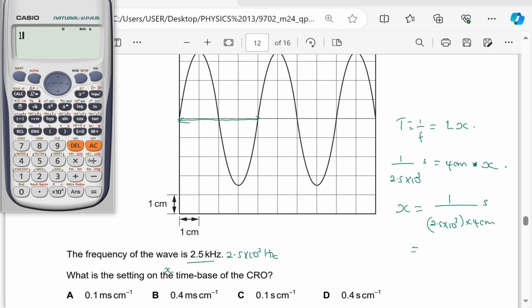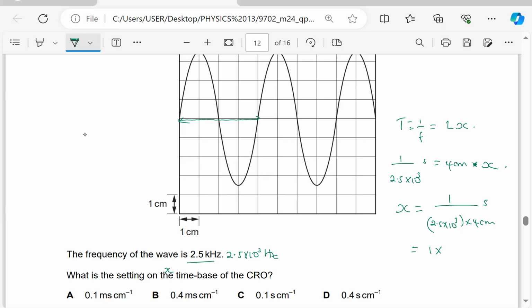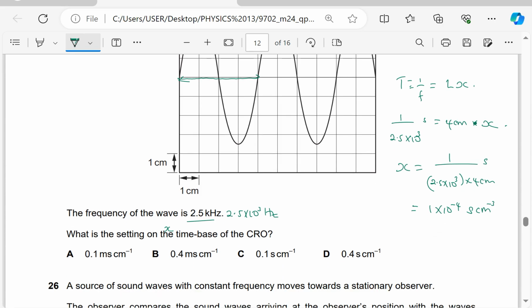So let's see, 1 divided by 2.5 times 10 to the power of 3, then by 4. So this is 1 times 10 to the power of minus 4 seconds per centimeter. So seconds per centimeter is 1 times 10 to the power of minus 4, so the options with 1 times 10 to the power of 4 are wrong.